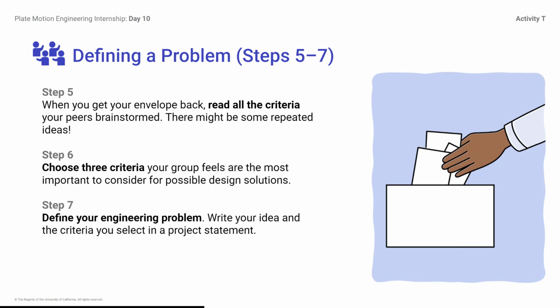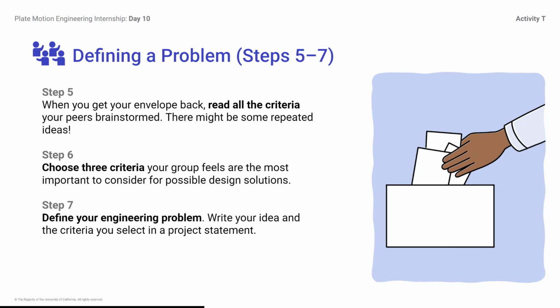Defining a problem, steps 5 through 7. Step 5, when you get your envelope back, read all the criteria your peers brainstormed. There might be some repeated ideas. Step 6, choose 3 criteria your group feels are the most important to consider for possible design solutions. Step 7, define your engineering solution.